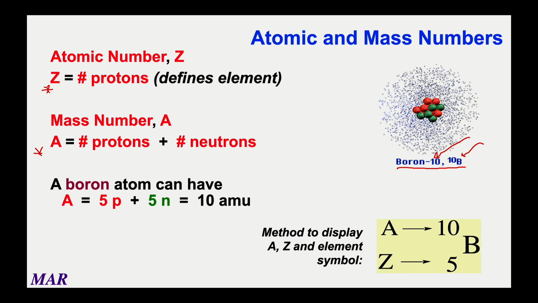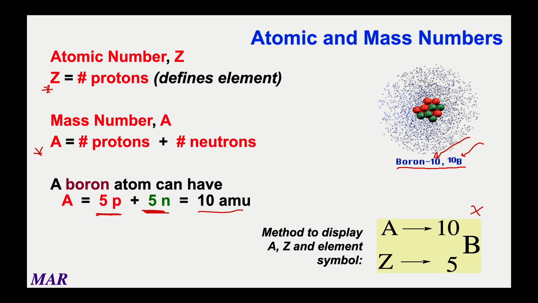So let's talk about if you have a boron atom with 5 neutrons. Boron is number 5 on the periodic table, so 5 protons. That means the mass number is 10 AMU. So in the ones we were looking at earlier, boron-10, the 10 is the mass number, that superscript there, that 10 is mass number.